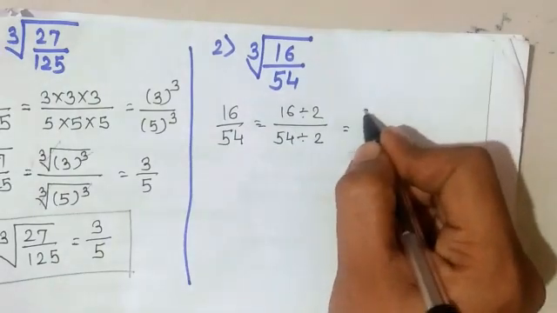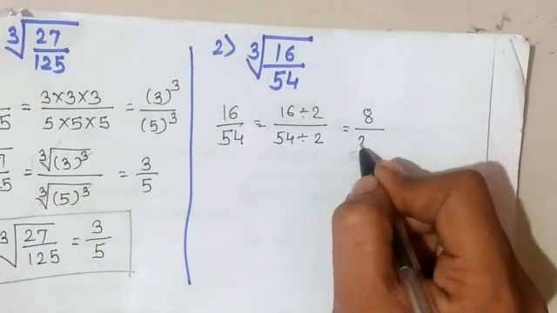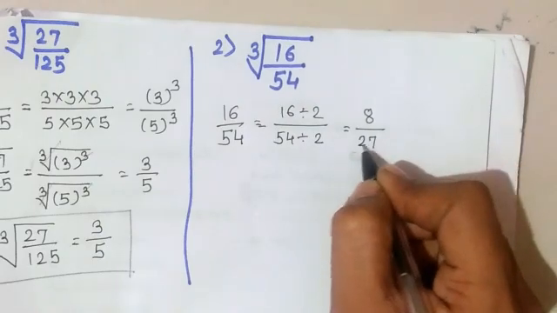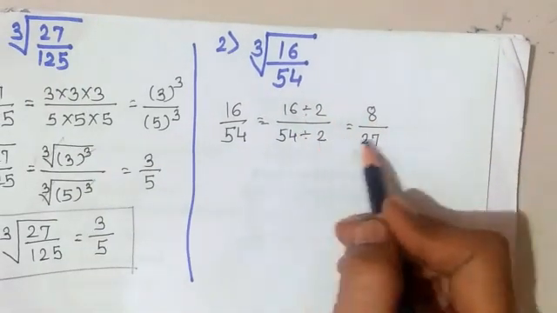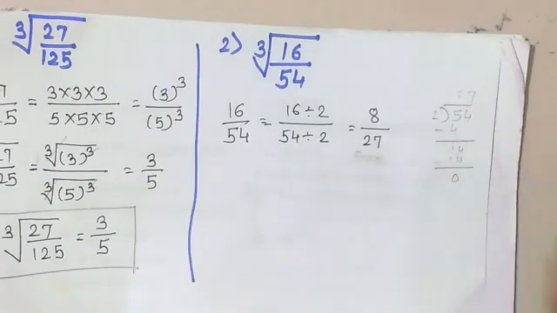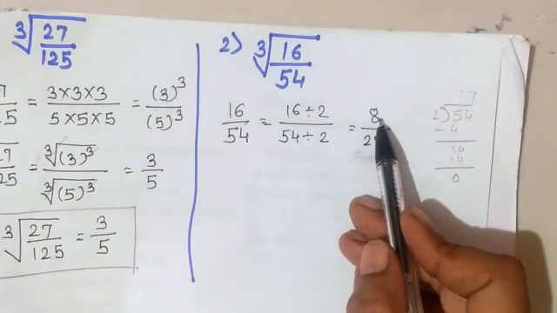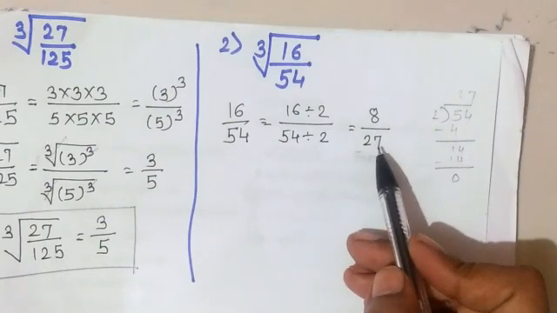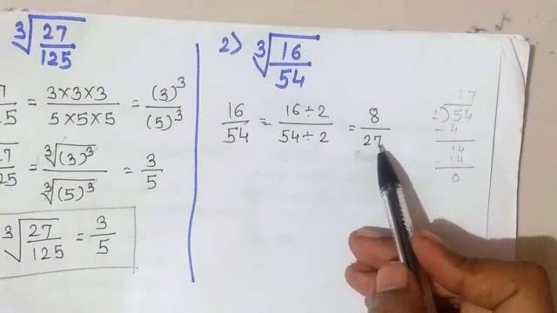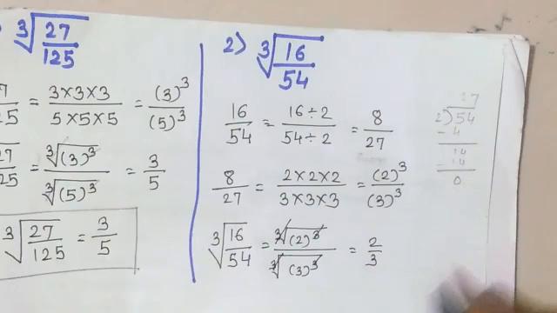So 2 8s are 16, and 2 2s are 4, 2 7s are 14. 2 8s are 16 and 2 27s are 54. So 27 will be here. Now if we have learned the cube properly, then you can get very clearly that 8 is the cube of 2 and 27 is the cube of 3, and we get the answer, that is 2 upon 3.